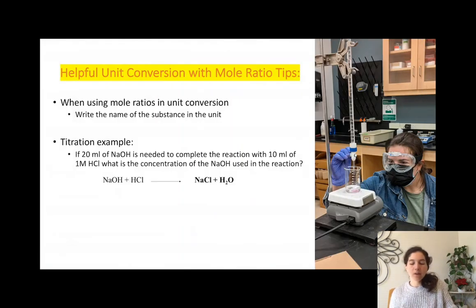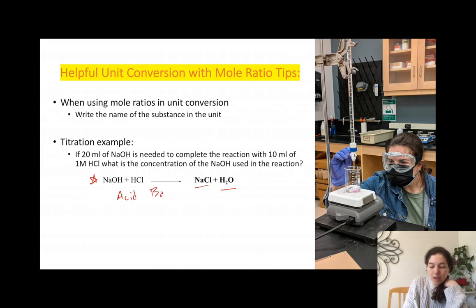Okay, so you're going to need this information in order to do your lab this week. You're going to be looking at acid-base reactions, so your titrations like this one. Sodium hydroxide with HCl makes a salt and water. This is an acid-base reaction, and you're going to need to use mole ratios in order to solve these.